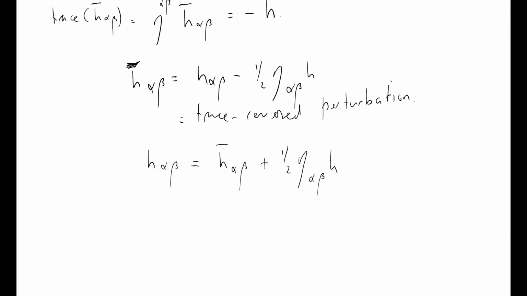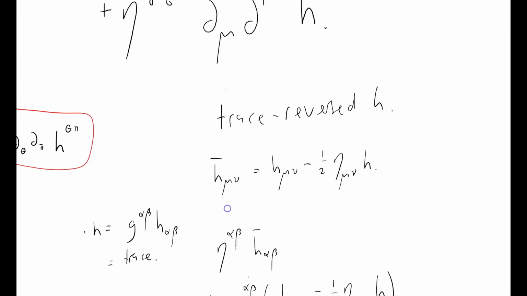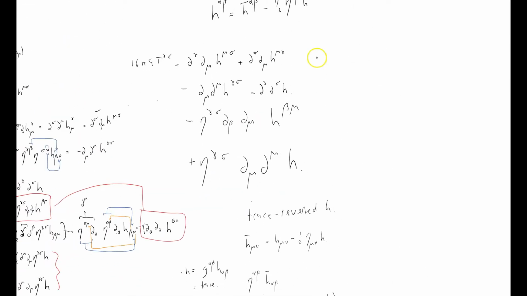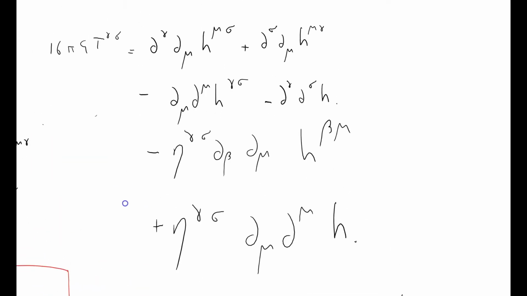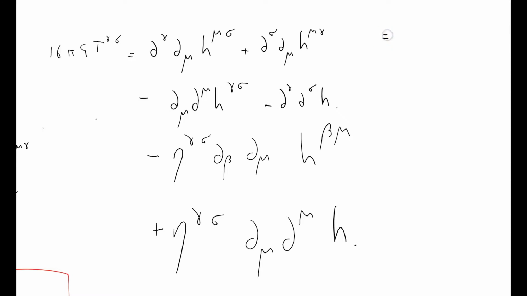I've defined the trace reverse perturbation h bar in terms of the original perturbation h in the hopes that using it will simplify the Einstein field equations, the linearized ones at least, which I've got written down here. So of course what I'm going to do is substitute for h bar, and I've got the equation written down here. Okay, well let's just have a look at it. Let's just go for it and see what happens.